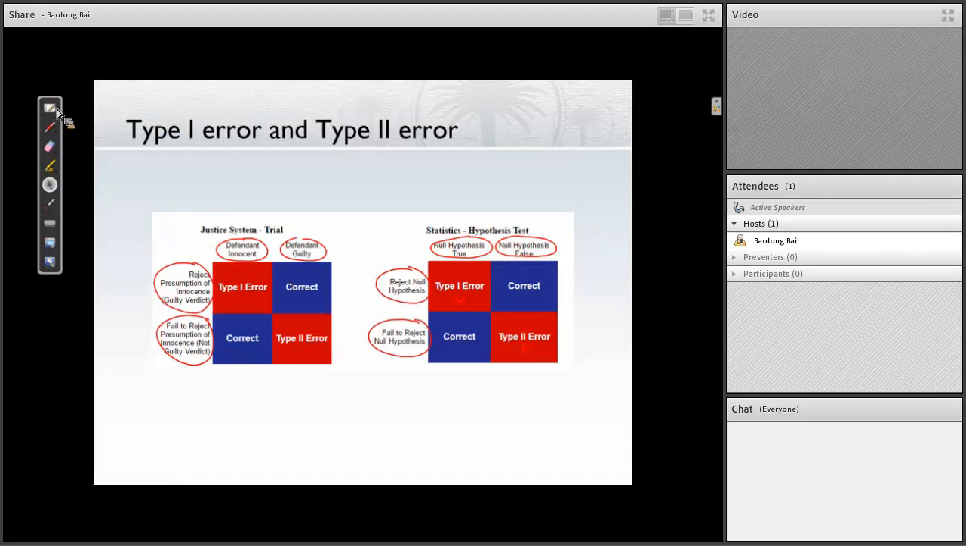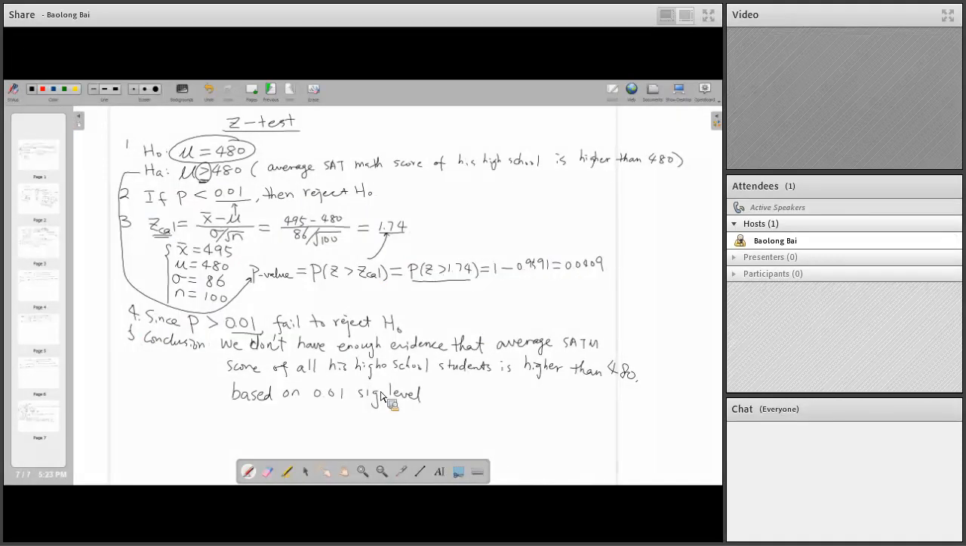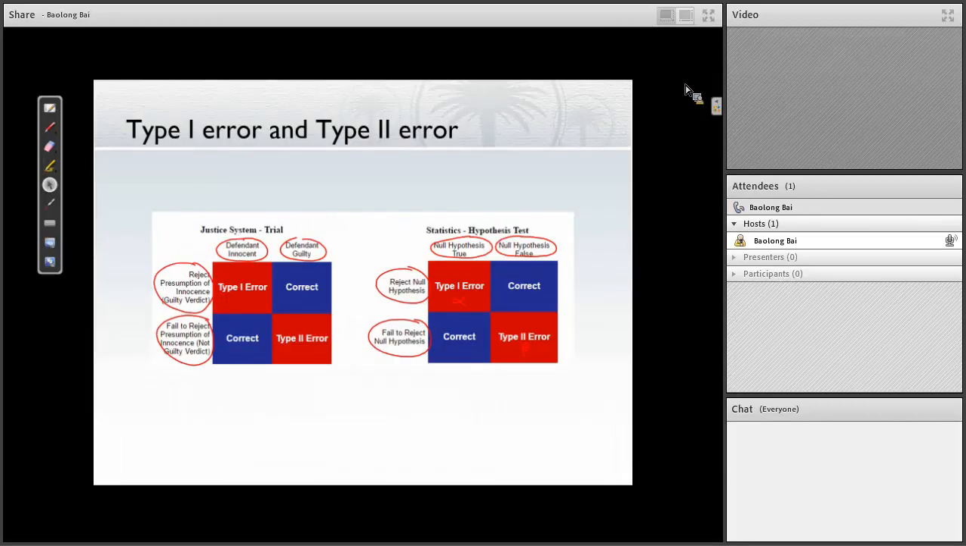So if you look at our process over here, we fail to reject the null, right? If we fail to reject null, that means we have a chance for a type 2 error, right? We're either going to be correct or we make a type 2 error, right? And on the other hand, if you reject null, you can have either being correct or you have a chance for type 1 error, right?